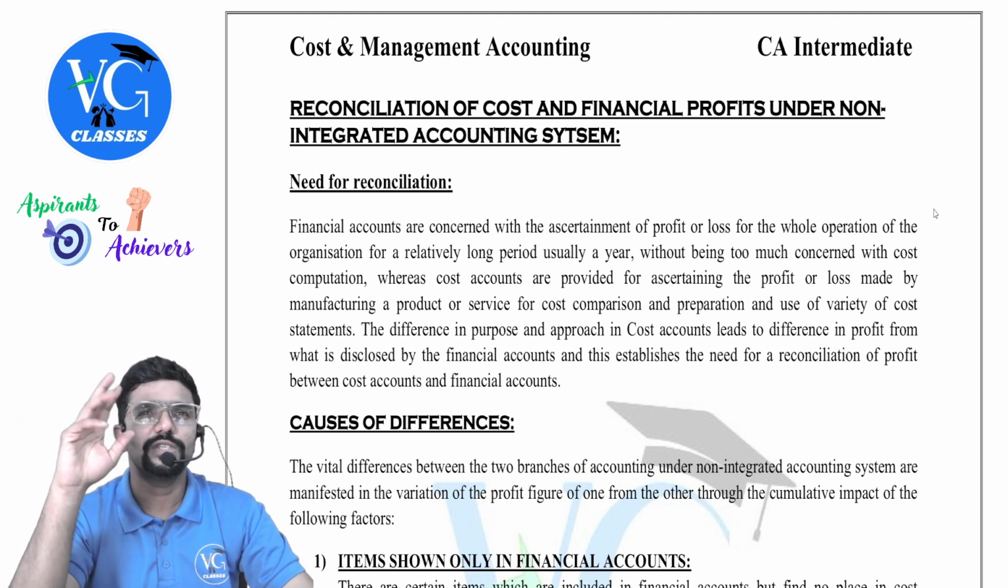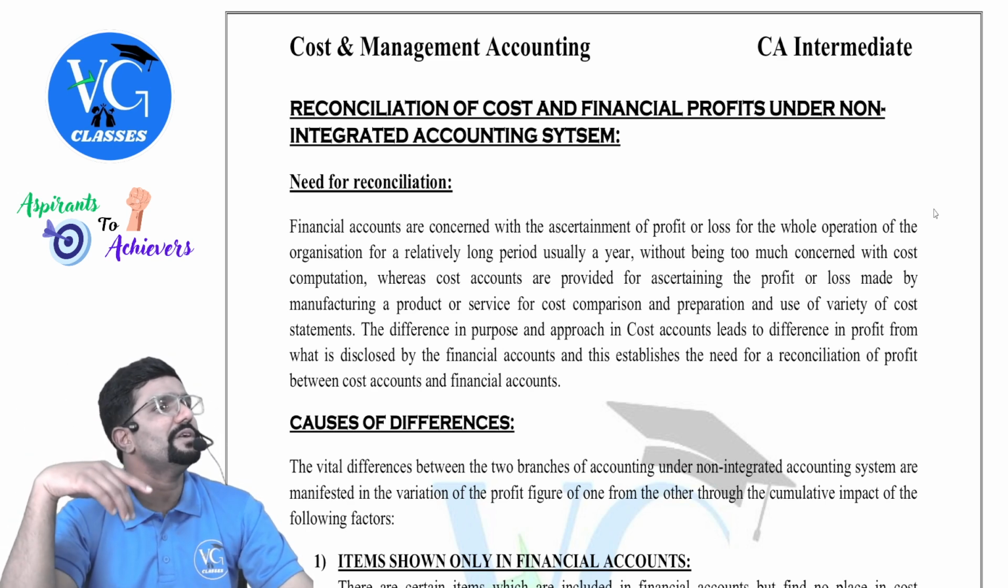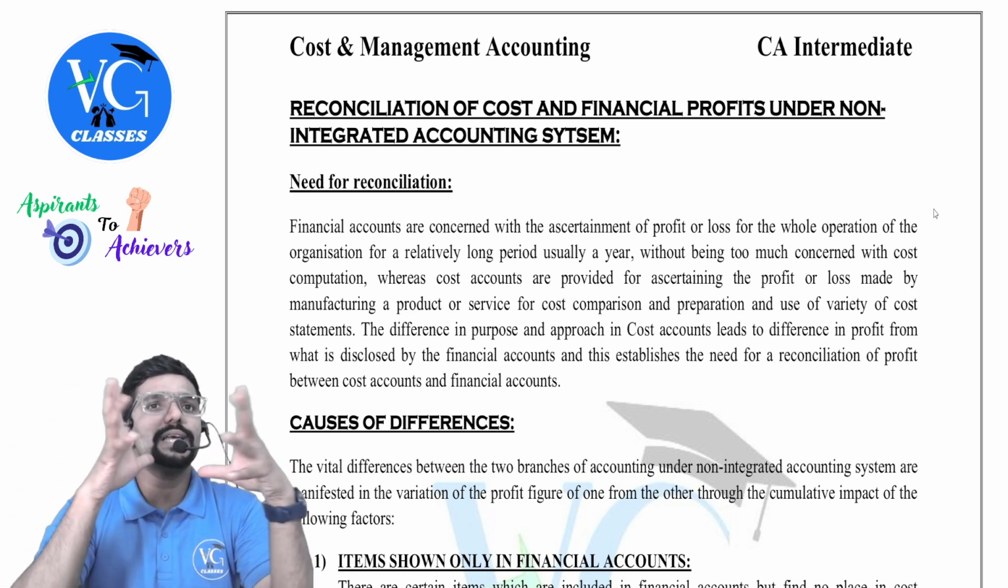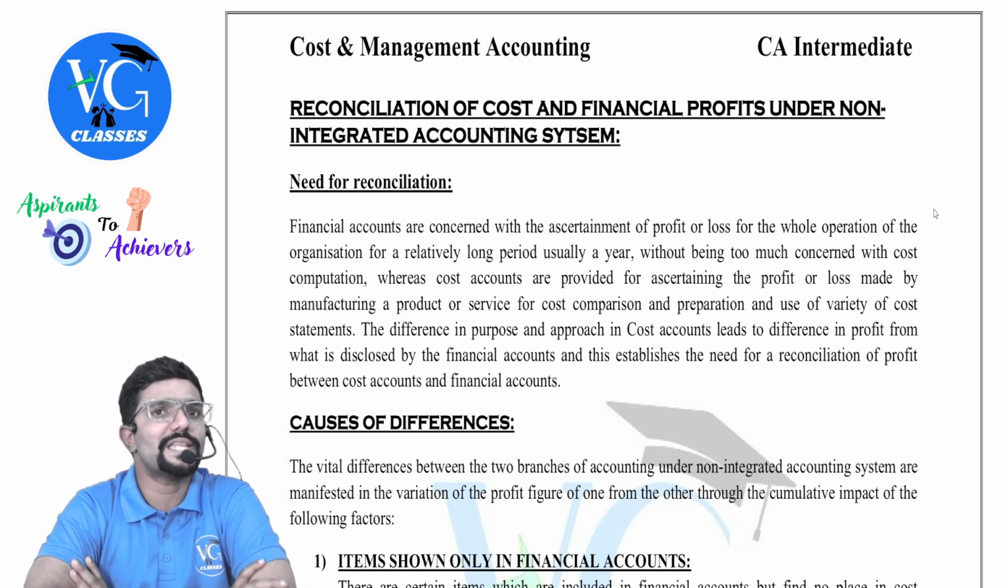Okay, but these are the two methods which are commonly followed. Clear? So I am following two different methods in two different books. This will also lead to a difference? Yes. So once I close my books of accounts at the end of the year, there would be a difference in profit.